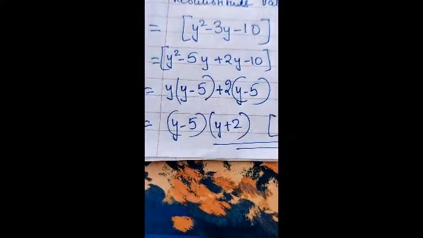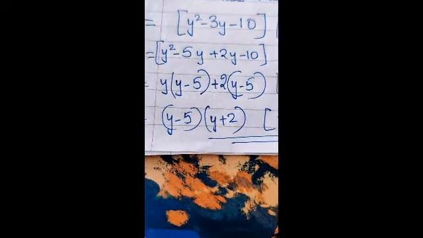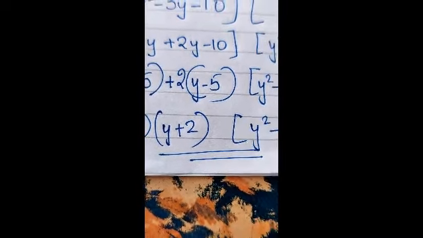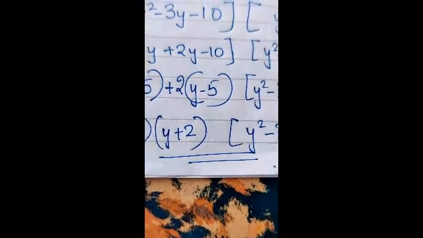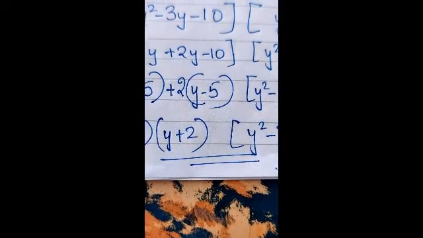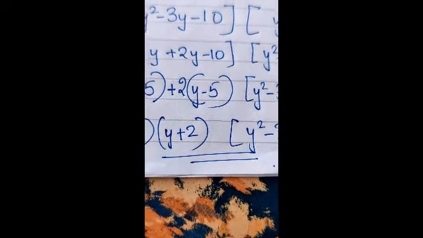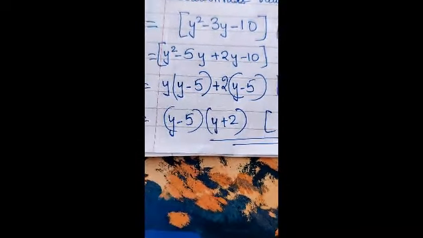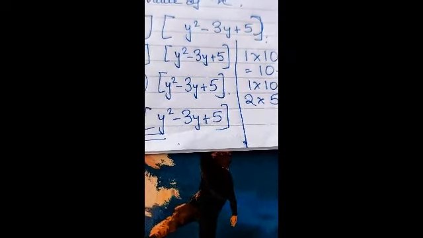On removing the common terms, we get y bracket open y minus 5. That becomes our first factor. So we write it as it is on the right hand side, and we figure out what will be the second term of the second factor, such that we get plus 2y and minus 10. We know that plus 2 into y will give us plus 2y and plus 2 into minus 5 will give us minus 10. So we write it as plus 2 and we get our two factors as y minus 5 and y plus 2. Now, the second one is y square minus 3y plus 5.